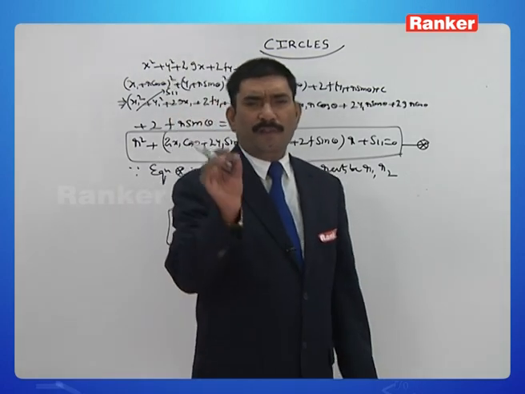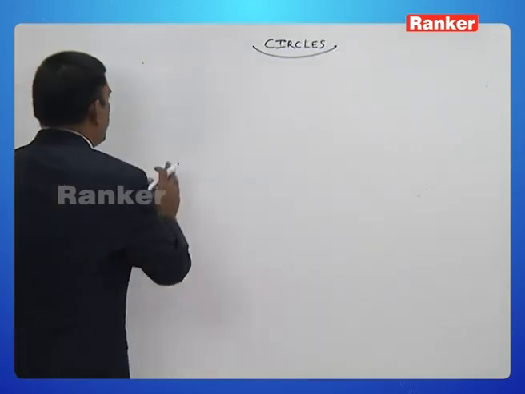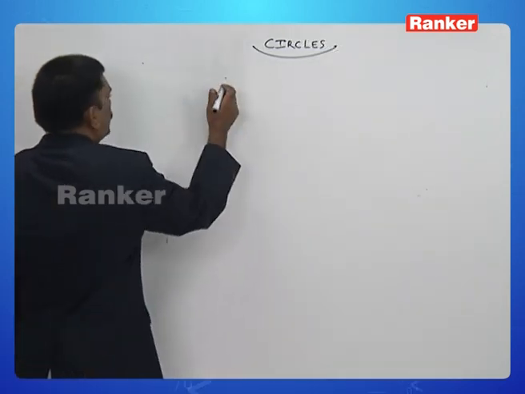Now, so we have a little discussion on this. What is this? Right, circles. So therefore, now what is this one is?